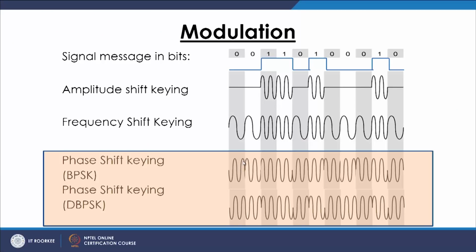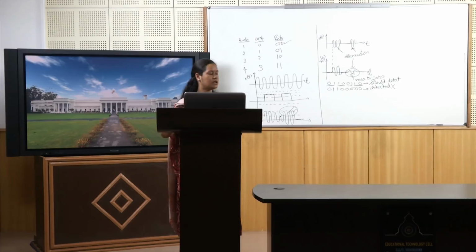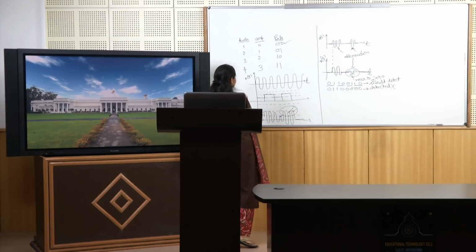Now, the third one is phase shift keying. Initially we were changing the amplitude, then the frequency, and as the name suggests, in this scheme we will be changing the phase. So, whenever you have a 0, we are having a change of 180 degrees, and whenever there is a 1, we are keeping it constant. So, there are two phases there. This phase shift keying can be represented in terms of a constellation diagram.